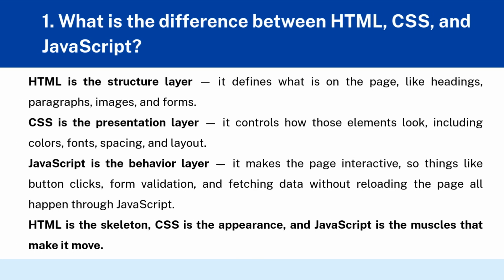What is the difference between HTML, CSS, and JavaScript? HTML is the structure layer. It defines what is on the page, like headings, paragraphs, images, and forms. CSS is the presentation layer. It controls how those elements look, including colors, fonts, spacing, and layout. JavaScript is the behavior layer. It makes the page interactive, so things like button clicks, form validation, and fetching data without reloading the page all happen through JavaScript. HTML is the skeleton, CSS is the appearance, and JavaScript is the muscles that make it move.